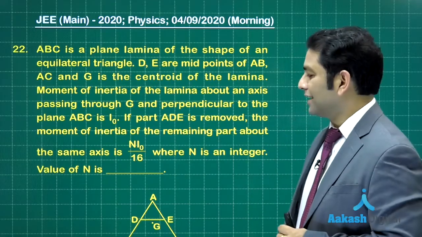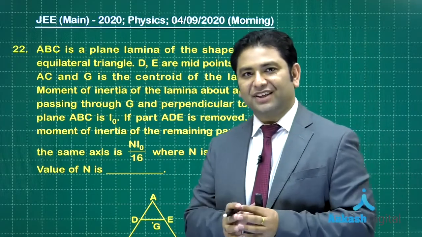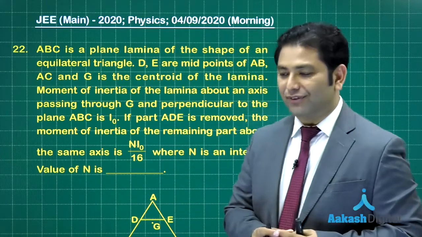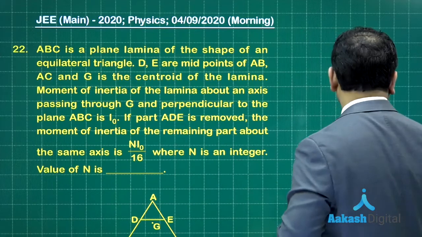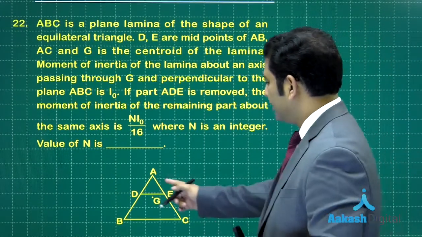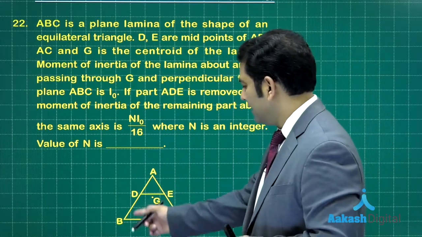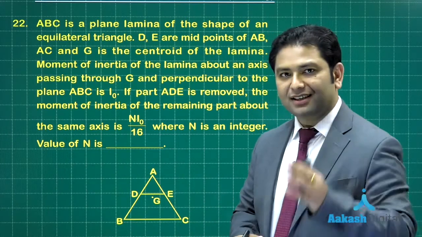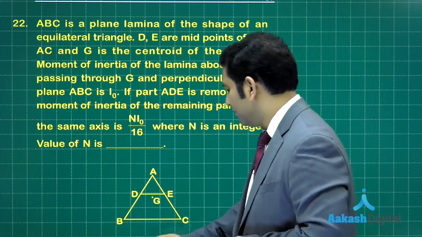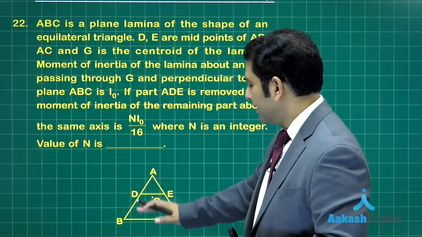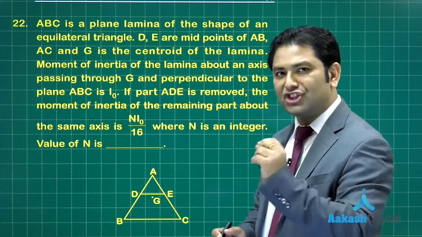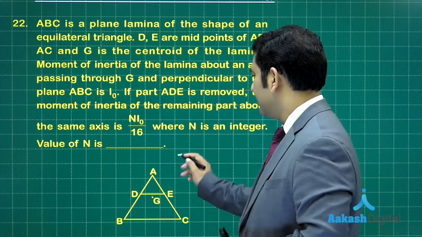Okay, the 22nd question, that's from moment of inertia, and it has a nice symmetry argument involved. Let me show what the question is. There is a triangular lamina, and points D and E are the midpoints of AB and AC respectively. G is the centroid. The moment of inertia of this big lamina, the entire ABC, about an axis passing through G and perpendicular is I naught.